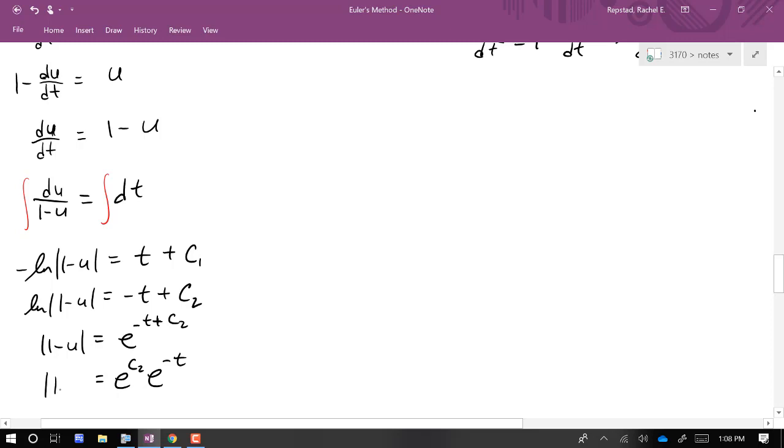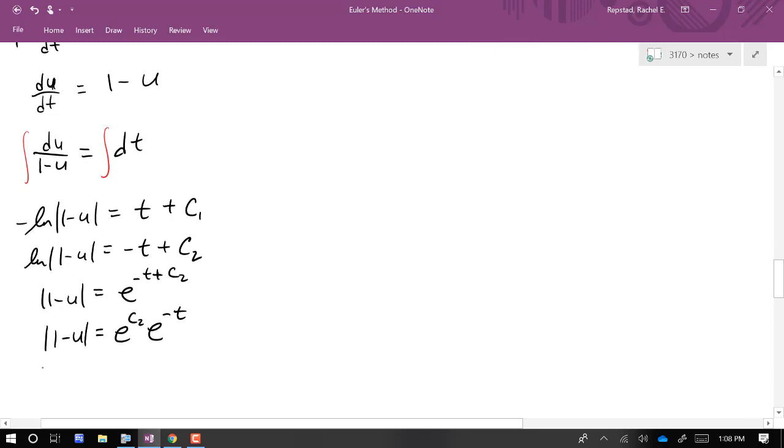Now this is absolute 1 minus u. It makes sense that this would have to be positive because of e to the c2, right? E raised to any power is going to be positive. But that's the absolute value of 1 minus u. That means that 1 minus u itself could be negative, and the way that that'll be reflected here in the solution is this e to the c2, I'm just going to call it a new constant. I'll call it c3. E to the c2 is some constant. Now we know that's positive. c3 could be positive or negative though, right? I've dropped those absolute value signs, multiplied by e to the negative t.